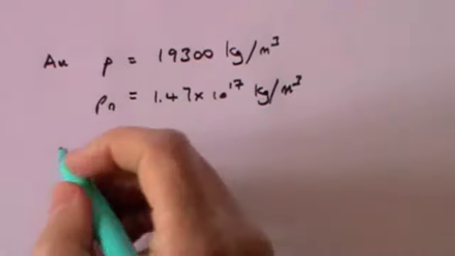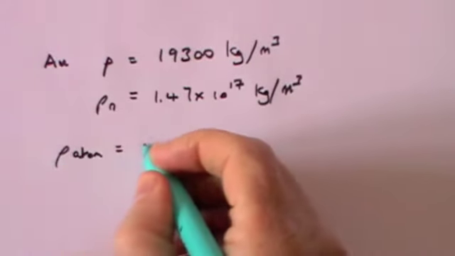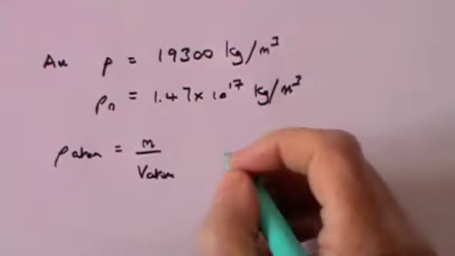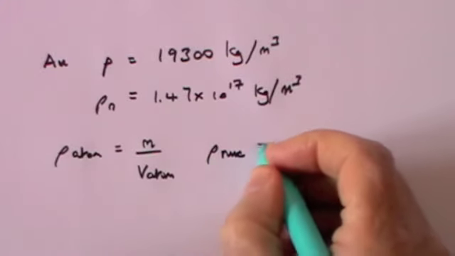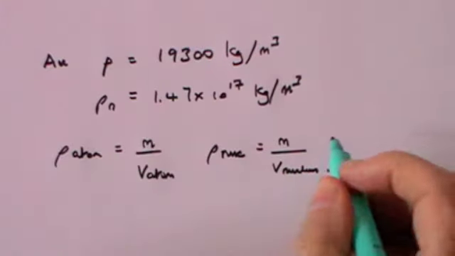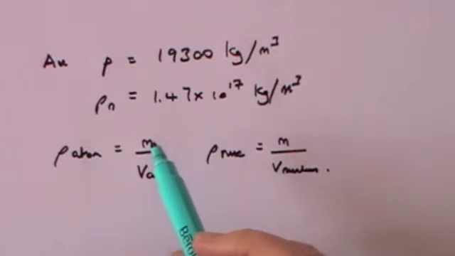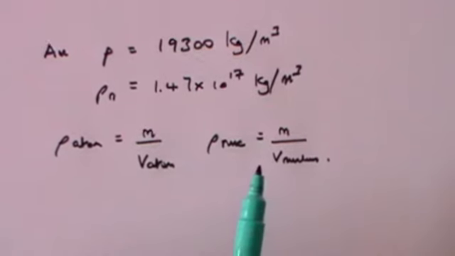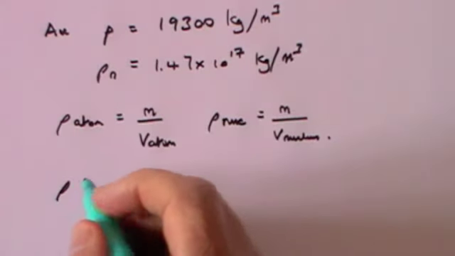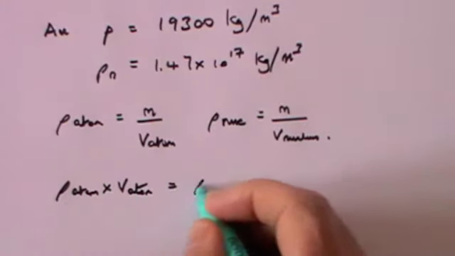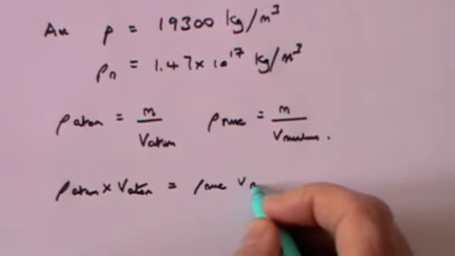And so you can say that the density of an atom is equal to the mass of an atom divided by the volume of an atom. You can also say that the density of a nucleus is equal to the mass of the nucleus divided by the volume of the nucleus. But the mass of the nucleus is equal to the mass of the atom because all of the mass of the atom is in the nucleus. So these two values are the same. So we can now say that the density of an atom times the volume of an atom is equal to the density of the nucleus times the volume of the nucleus.